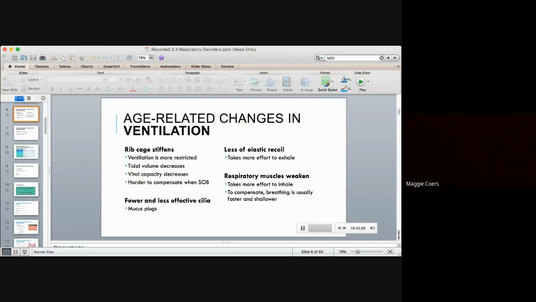And then the last thing is the respiratory muscles also weaken. And so it takes more effort also to inhale or breathe in, and to compensate because the breaths are usually more shallow. And older adults also tend to breathe a little bit faster. So those are age-related changes that have to do with ventilation, getting the air in and getting the air out.